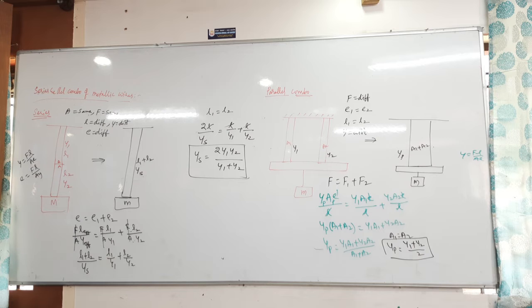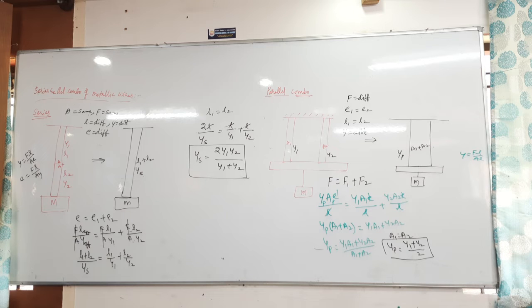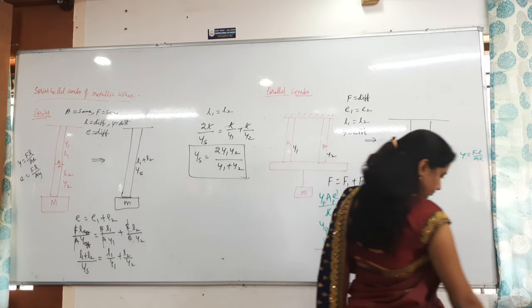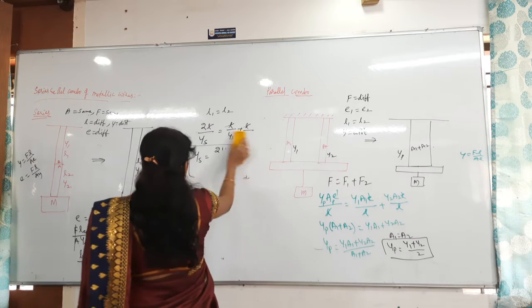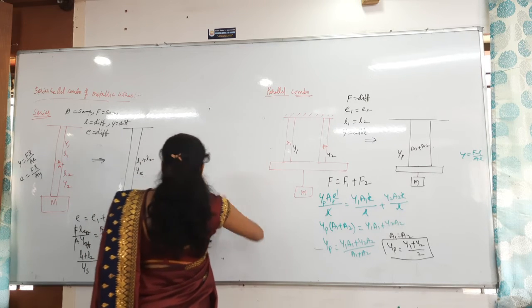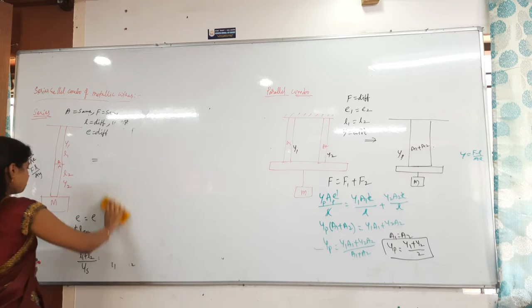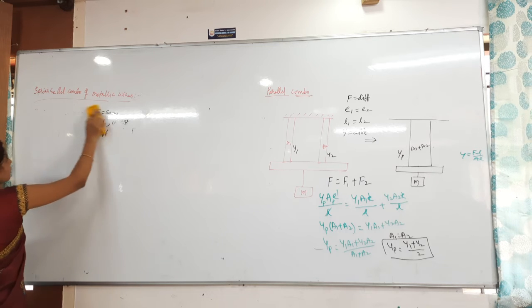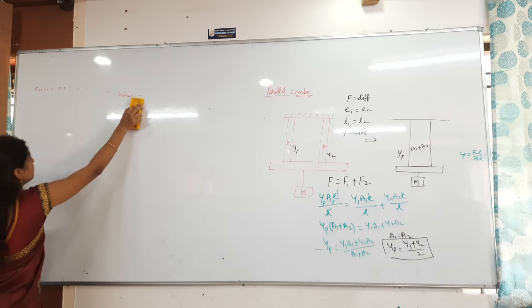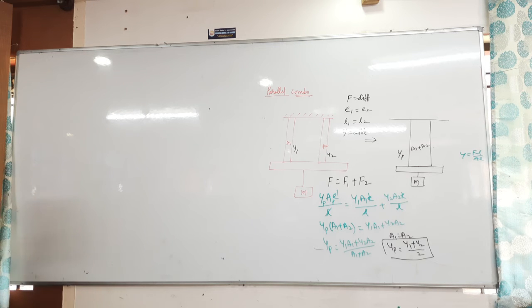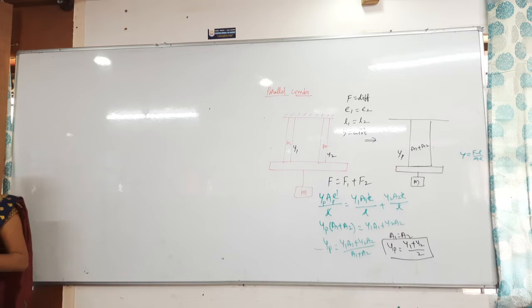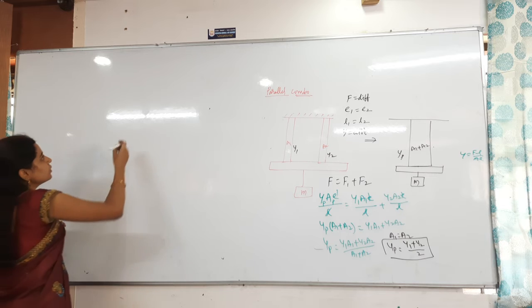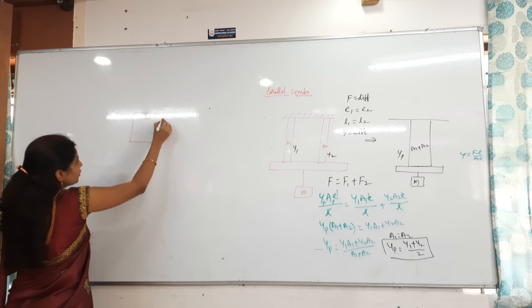Next problem. Find the force required to punch a hole of radius r and length L from a metallic cube.